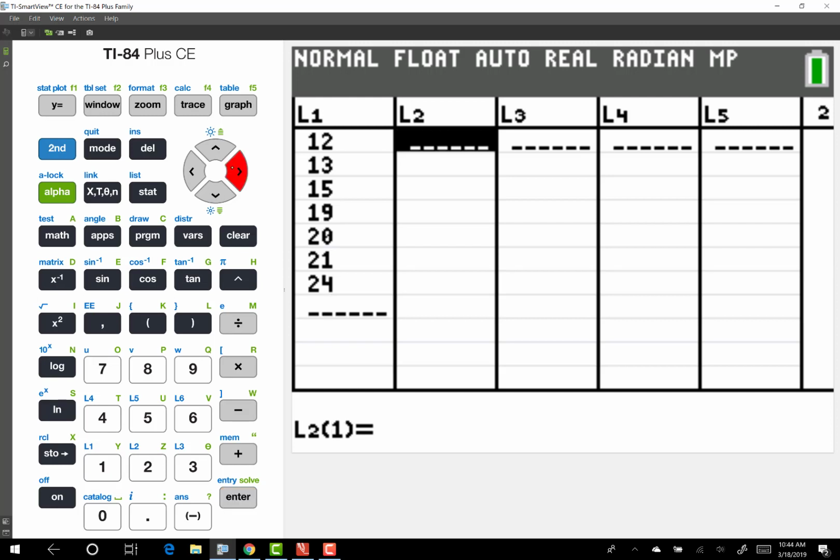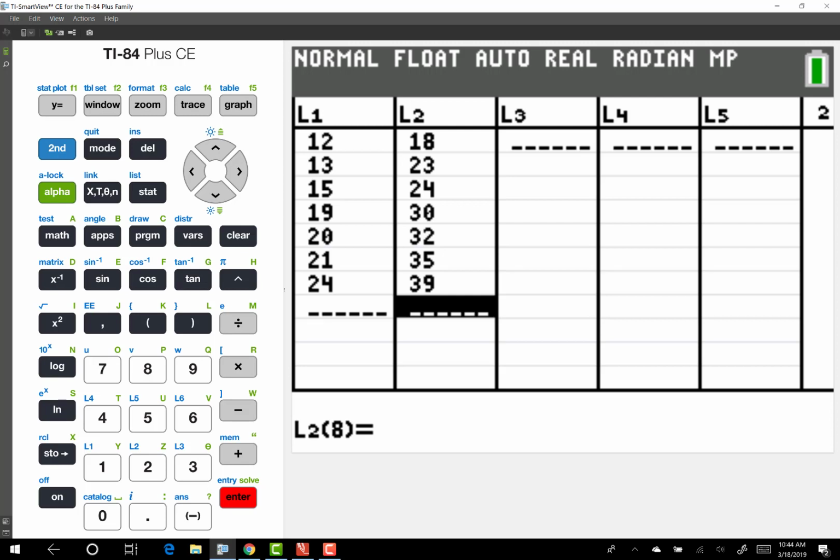And then in list 2, we're going to put the control group. So we have 18, 23, 24, 30, 32, 35, and 39.